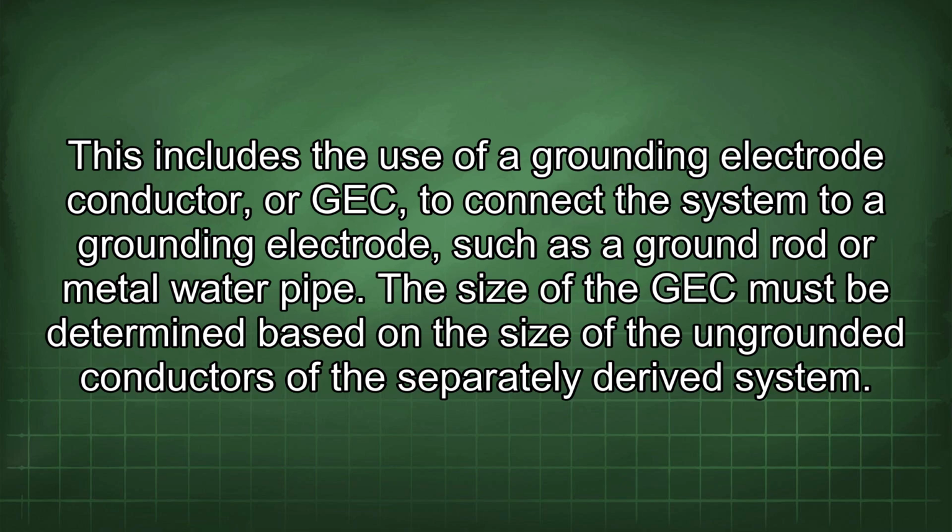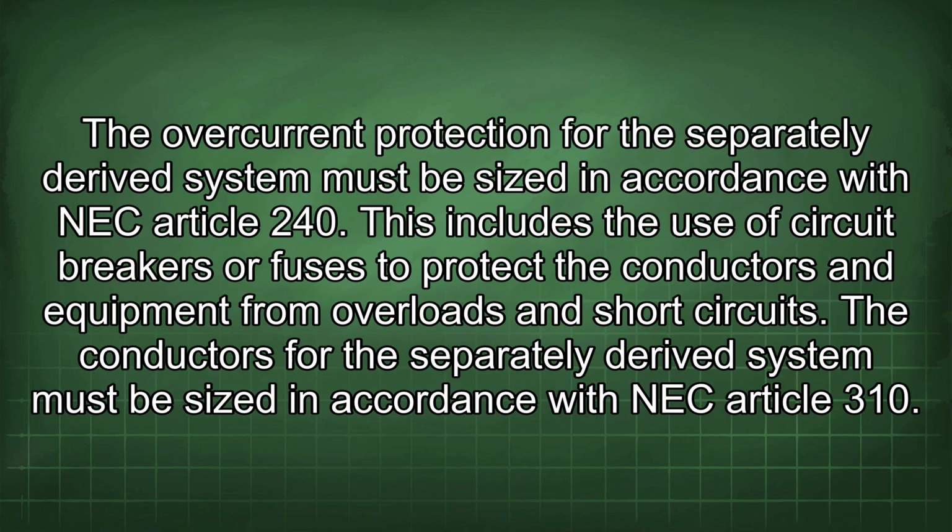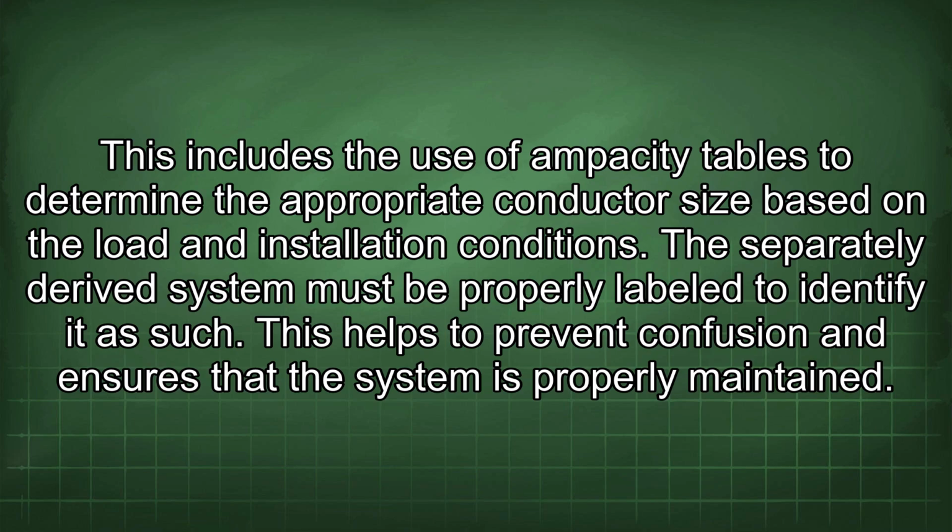The size of the GEC must be determined based on the size of the ungrounded conductors of the separately derived system. The overcurrent protection for the separately derived system must be sized in accordance with NEC Article 240. This includes the use of circuit breakers or fuses to protect the conductors and equipment from overloads and short circuits. The conductors for the separately derived system must be sized in accordance with NEC Article 310. This includes the use of ampacity tables to determine the appropriate conductor size based on the load and installation conditions.